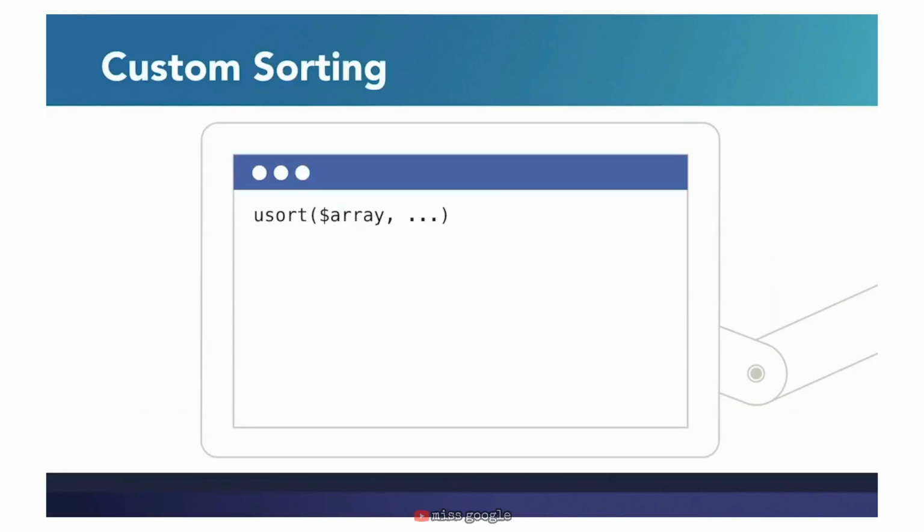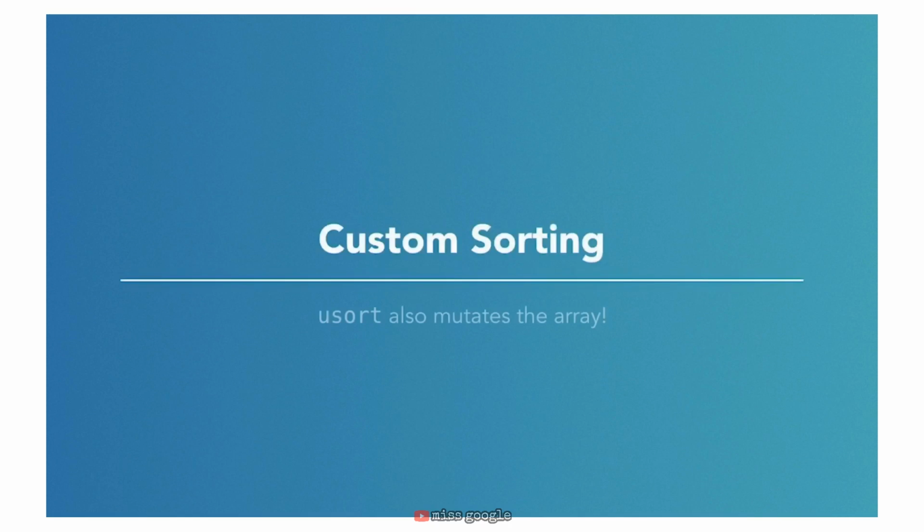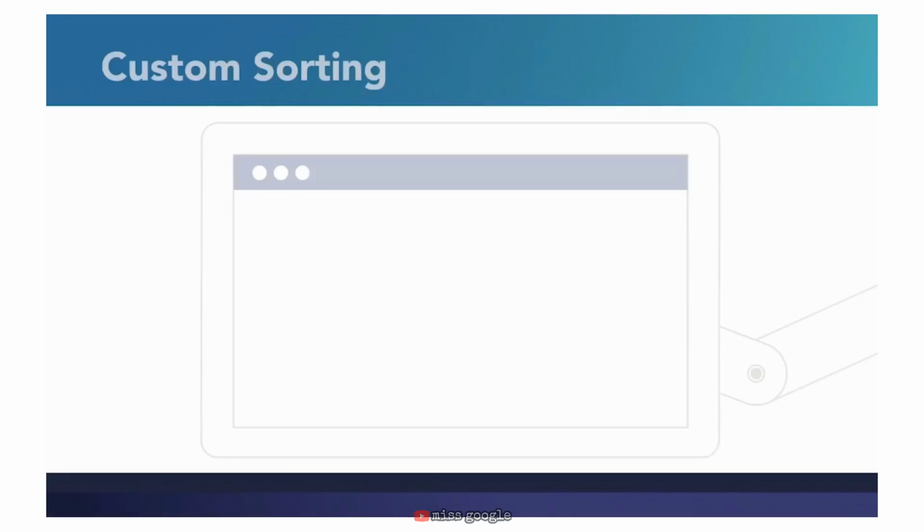In order to allow us to customize our exact sorting behavior, PHP provides us with another sort function that we can use called usort, which allows us to define on a more specific level how the elements in our array should be sorted. We'll take a look at exactly how this works in a moment. Keep in mind too that usort, like sort, is a mutating function, which means that it actually modifies the original version of the array that it's called on.